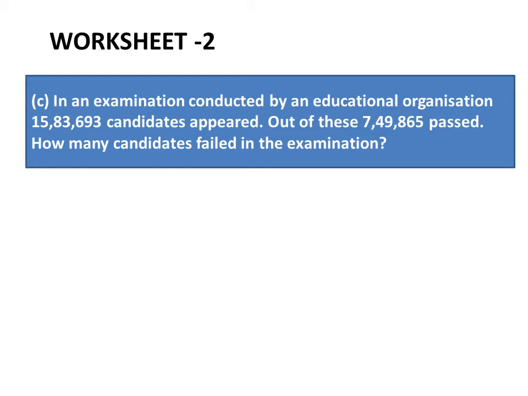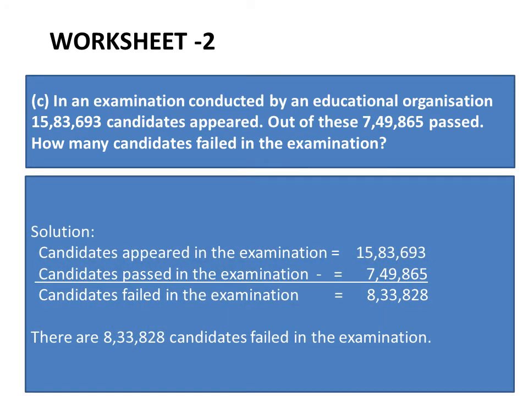To find the solution, first you tell me what we have to do in this question, addition or subtraction. See the last statement. How many candidates fell in the examination? See, the total number of candidates are given and passed candidates are also given, and failed candidates we will find out. So in this question we will do subtraction.